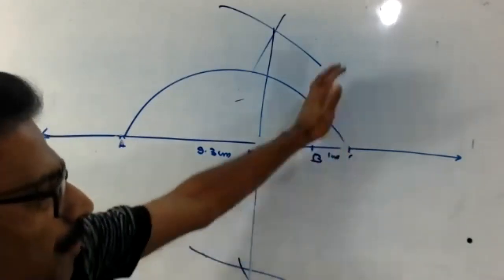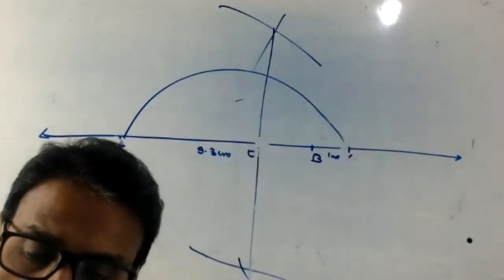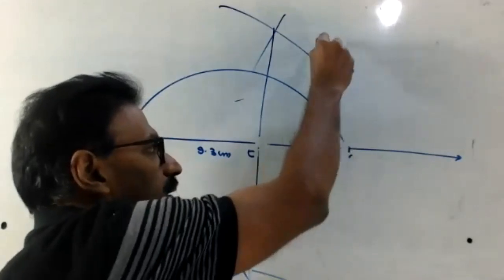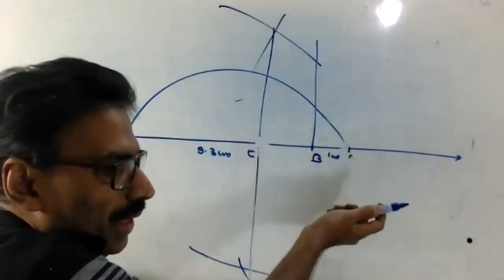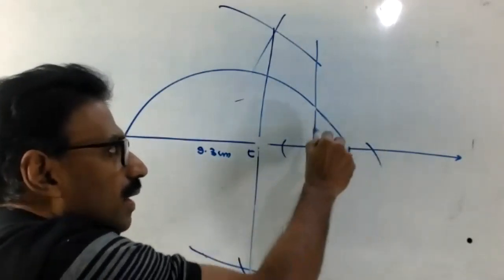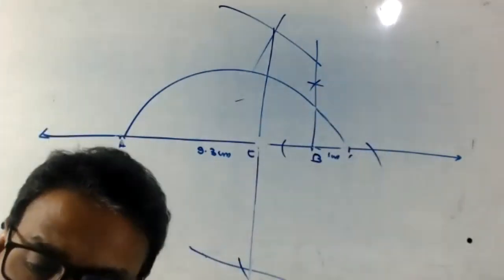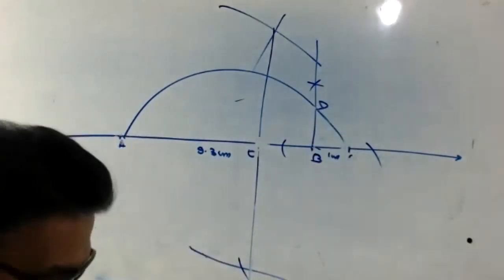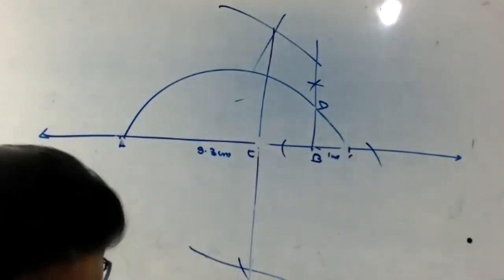Next, through B, draw a perpendicular. You can use protractor or compass, that's up to you. If with the protractor, just keep the protractor and draw. Otherwise, make an arc here, it will come like this, which intersects at D.